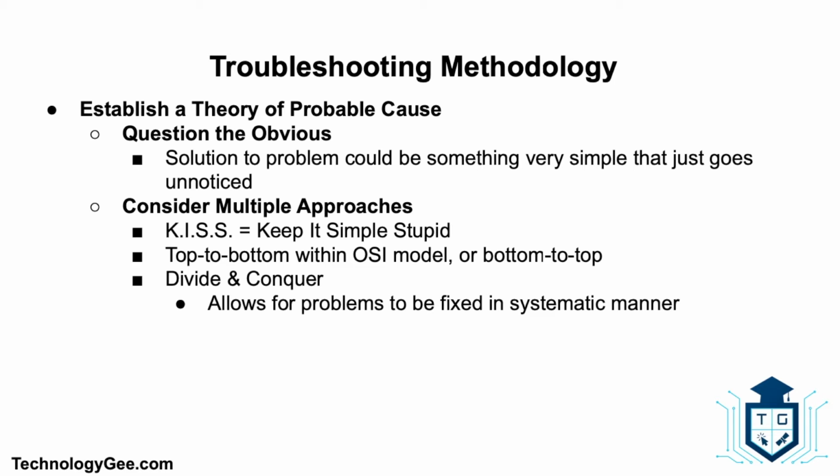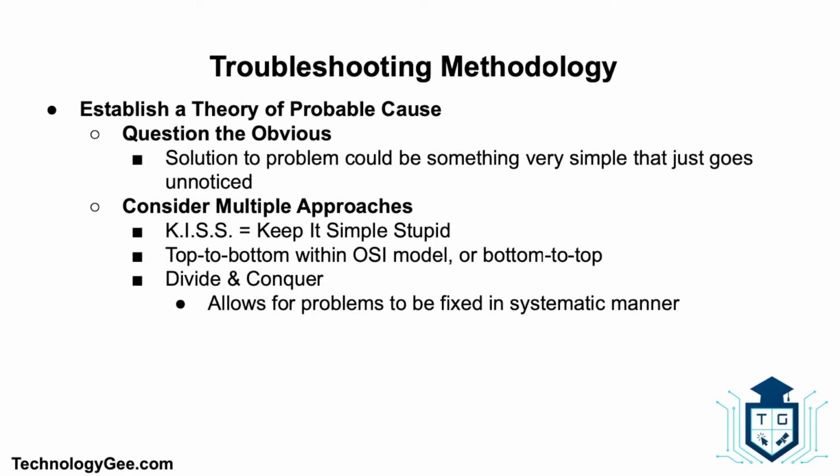So sometimes the solution to a problem could be something very simple that just goes unnoticed, and you want to consider multiple approaches. So a rule you should abide by is the KISS rule, or the keep it simple, stupid rule. Sometimes there are multiple approaches to solving a problem, but it is best to go with the simplest and most easy to implement during your approach.